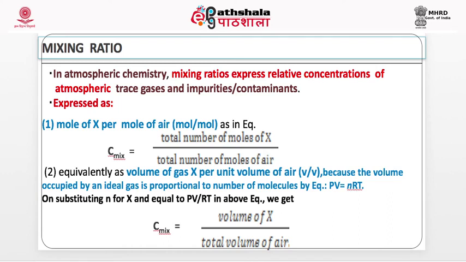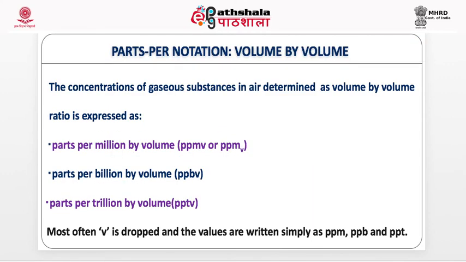Environmental science in general deals with trace amounts of pollutants in gas phase and with trace impurities in aqueous solution. It is therefore preferred to express the concentrations of trace substances in parts per notation, which can be expressed by volume or mass by mass. You can calculate the mass of a substance present per how much mass of the other thing, or volume present per how much total volume of the system. These units are ppm, ppb or ppt, calculated as volume per volume ratio. Remember, when it is volume ratio, then ppmv is written, ppbv is written, pptv is written.